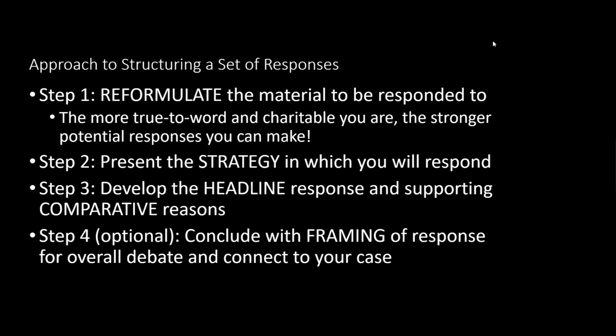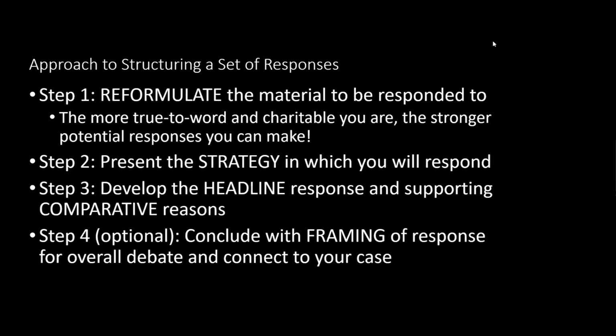So again, you're making explicit that the framing of co-opting their value works for your side. And that's why your mechanisms stand. And that is why you win. So again, you've concluded with the framing of the response, and then now you've connected it to your case, and then you can develop more arguments afterwards.